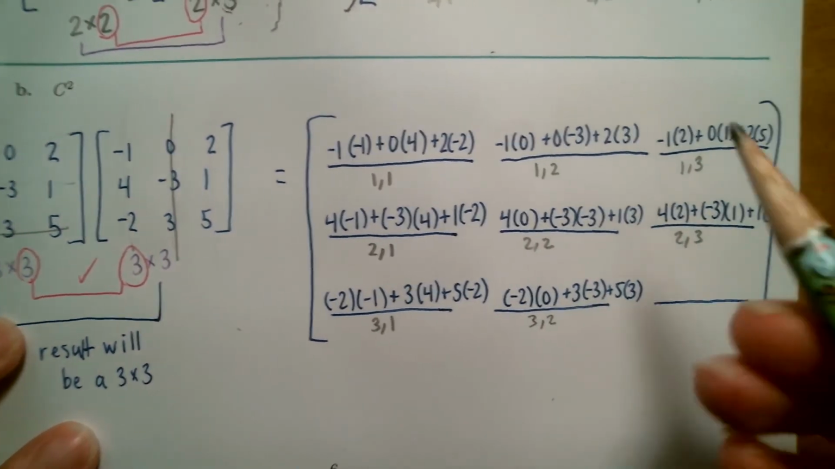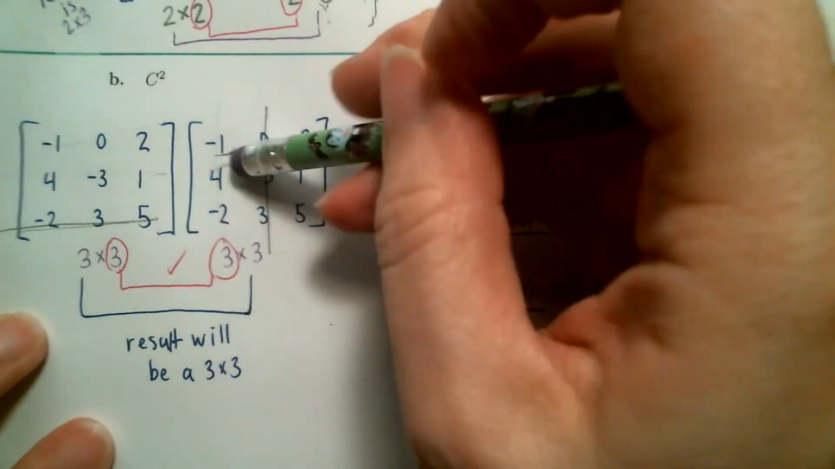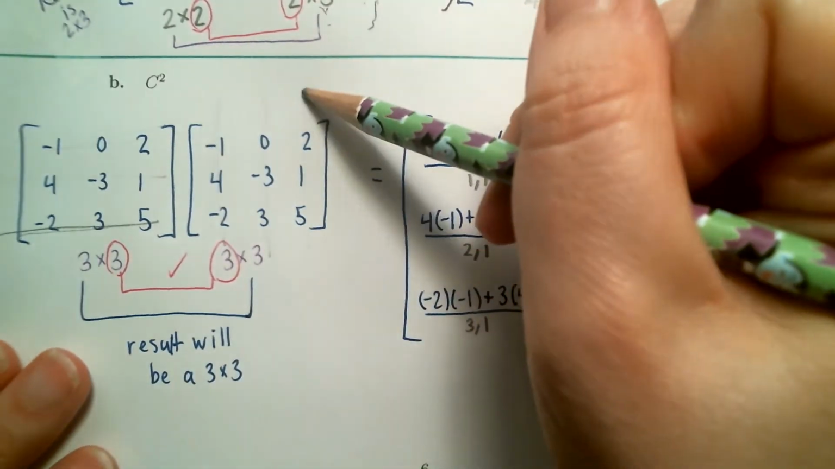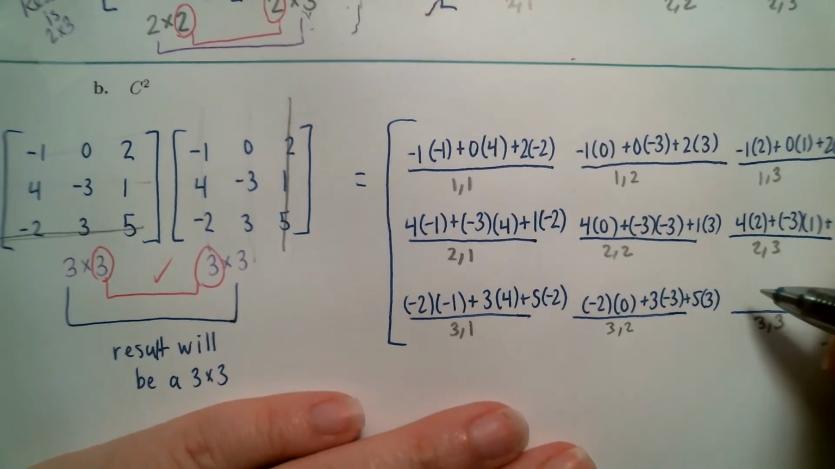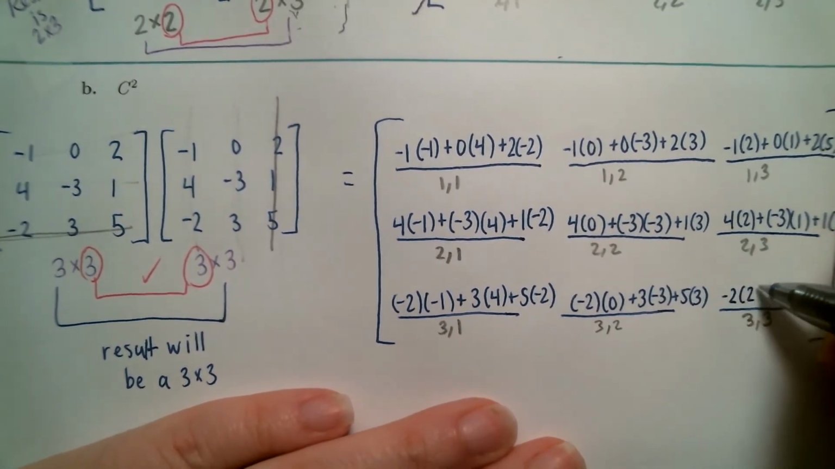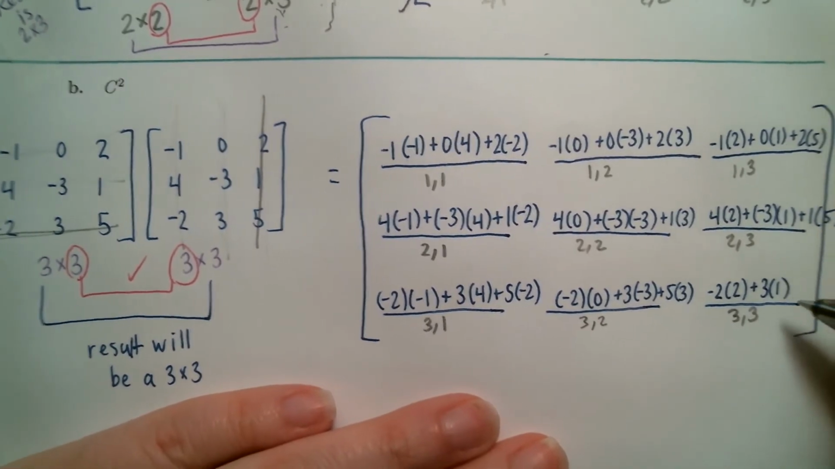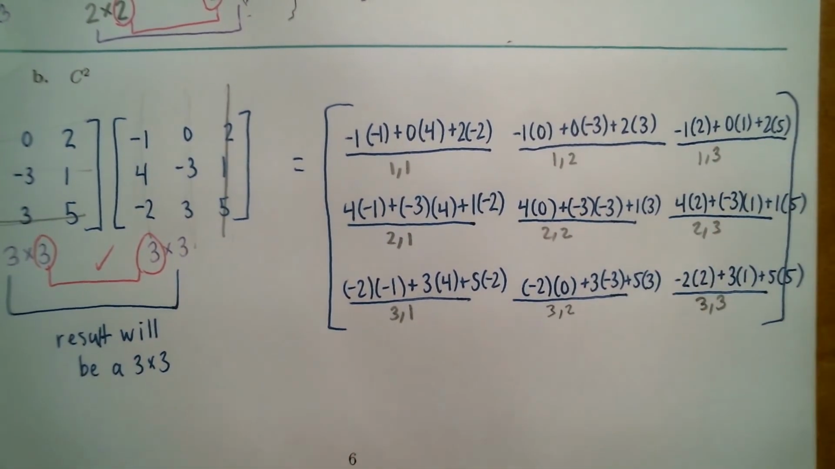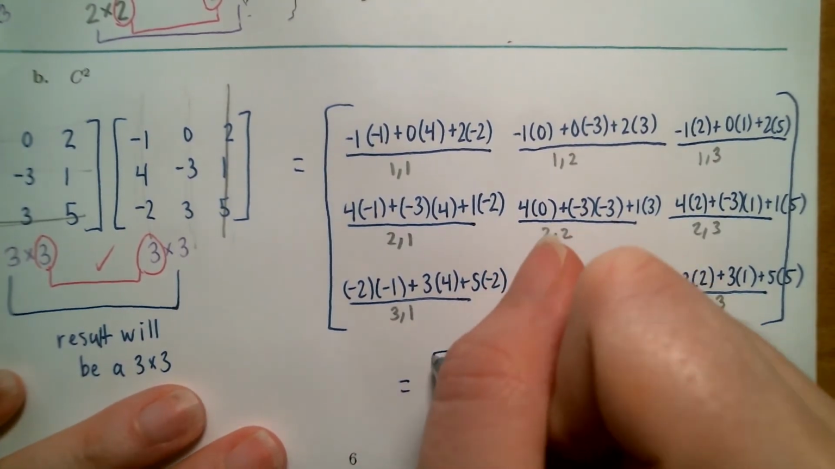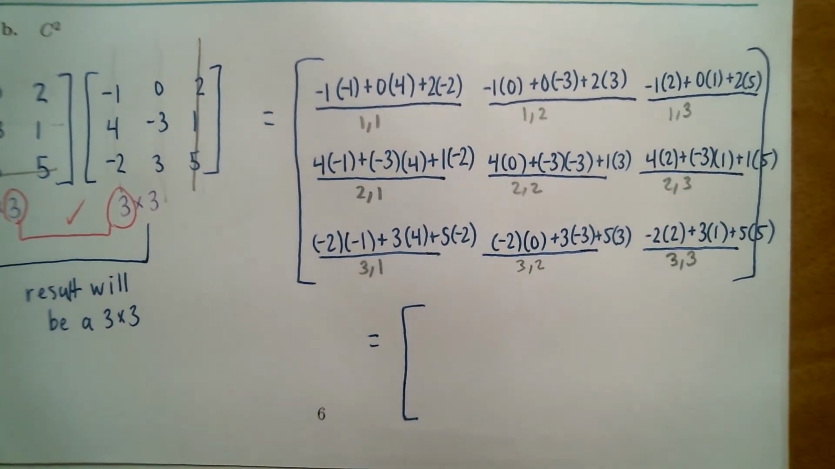All right, so this last one is in the third row, third column. So you're going to do the dot product of the third row and the third column. Okay, so this last spot, let me squeeze it in here. It's going to be negative 2 times positive 2 plus 3 times 1 plus 5 times 5. Okay, so this is all the work to form this matrix. We're going to go ahead and simplify everything, and we will get our 3 by 3 matrix. Let's just do all the arithmetic at this point.